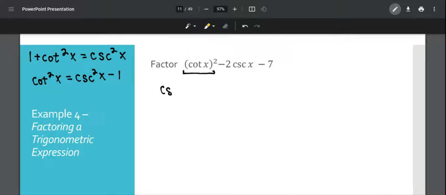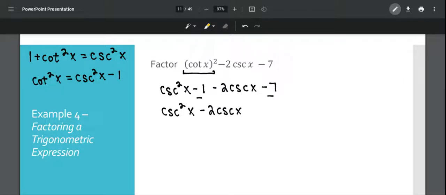So if we were to replace that cotangent squared with the cosecant squared minus 1, and then we left everything else, now you've created this quadratic that has all of the same trig functions in it. And so then it's like that last one we just did. So then we have cosecant squared minus 2 cosecant, and then combine the -1 and -7 and get -8, now you just have that polynomial where the functions are the same in every term.